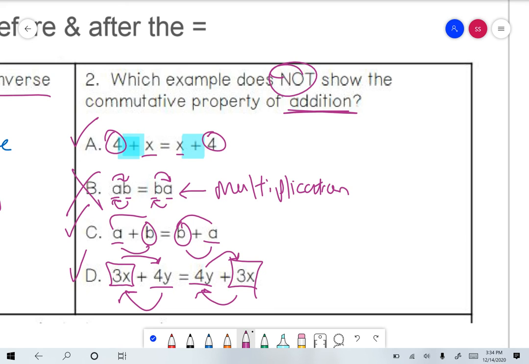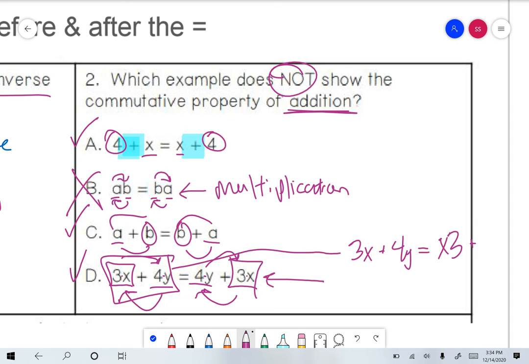And we wouldn't say commutative property of multiplication, even though there is multiplication happening here, 3 times x and 4 times y, because we didn't switch what was being multiplied. If our answer had been from 3x plus 4y to x times 3 plus y times 4, then we would say commutative property of multiplication. But since we swapped what's being added, the order of the addition, we would say that that definitely works. So the answer then would be B.